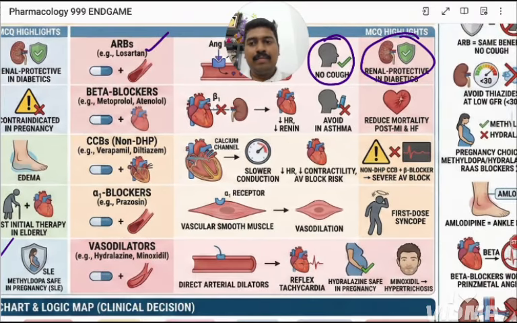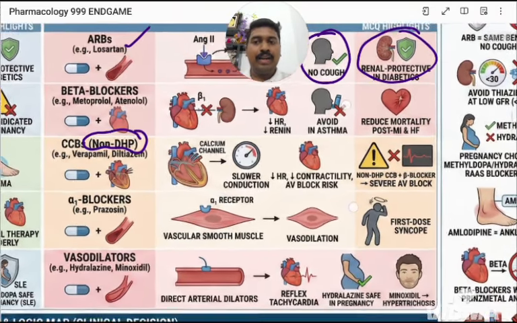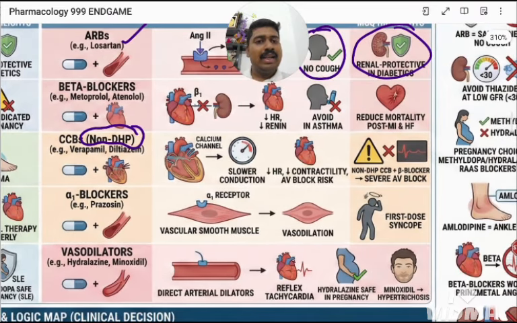Next, CCB non-dihydropyridine, that is verapamil and diltiazem. They are also used as antihypertensives, but they are rarely used because they have effects on the heart and can also precipitate heart blocks.